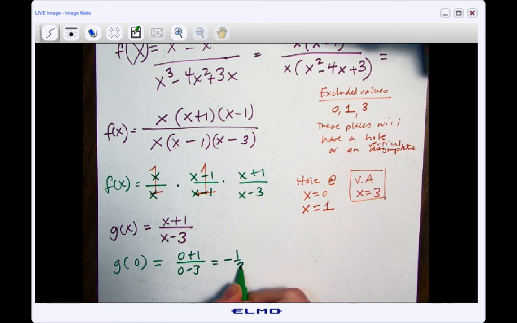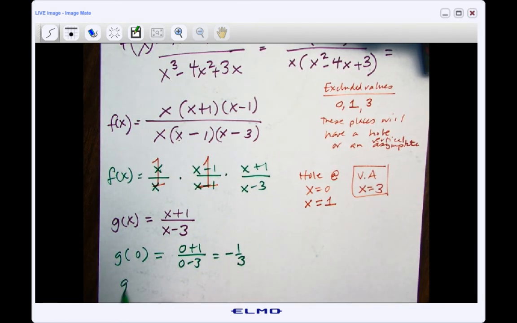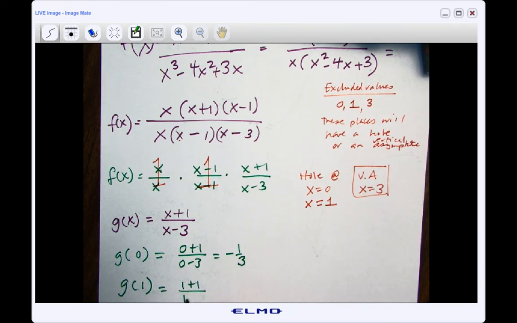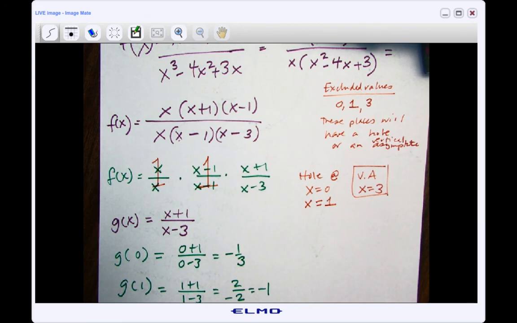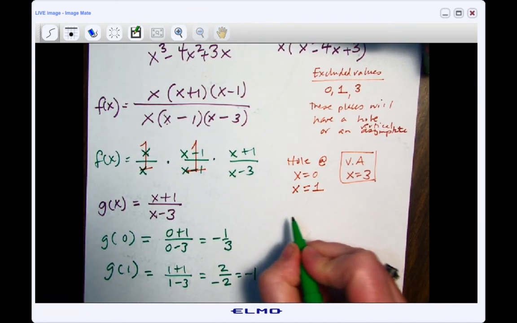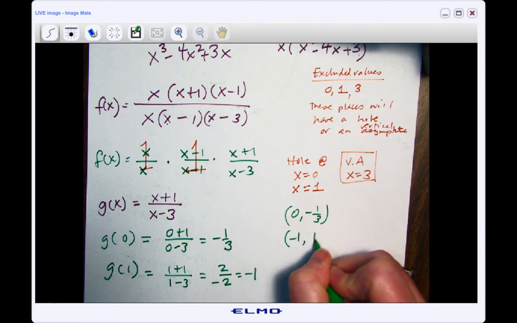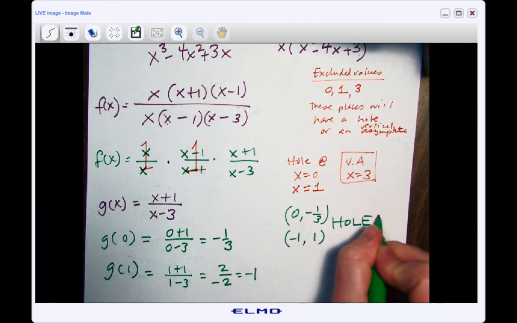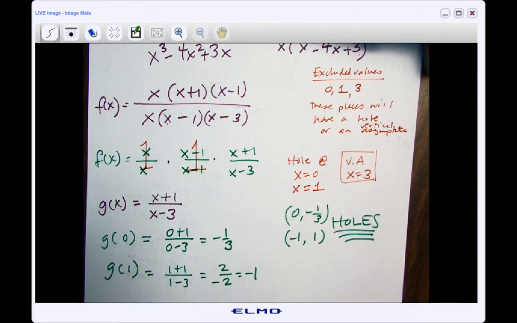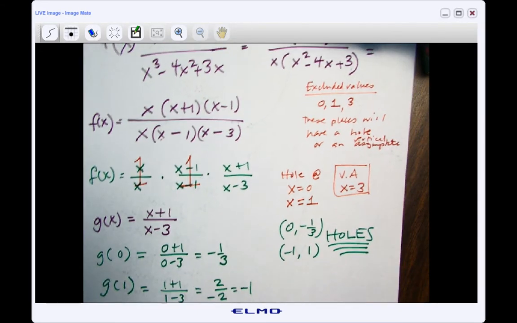So that's a -1/3. And then I want to find g of 1. So that's going to be 1 plus 1 over 1 minus 3. So that's going to be a 2 over a -2. Is that true? Yeah. So that's a -1. So where are my 2 holes? My holes are at 0, comma, -1/3 and -1, comma, 1. These are my holes. Okay? What do you think? We'll do one more, and then let me get another piece of paper.